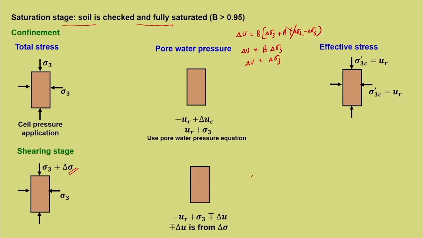And what will be the pore water pressure? So it will be minus UR plus sigma 3 plus minus delta U. Now this delta U is because of the result of delta sigma. Now why is it plus minus delta U?